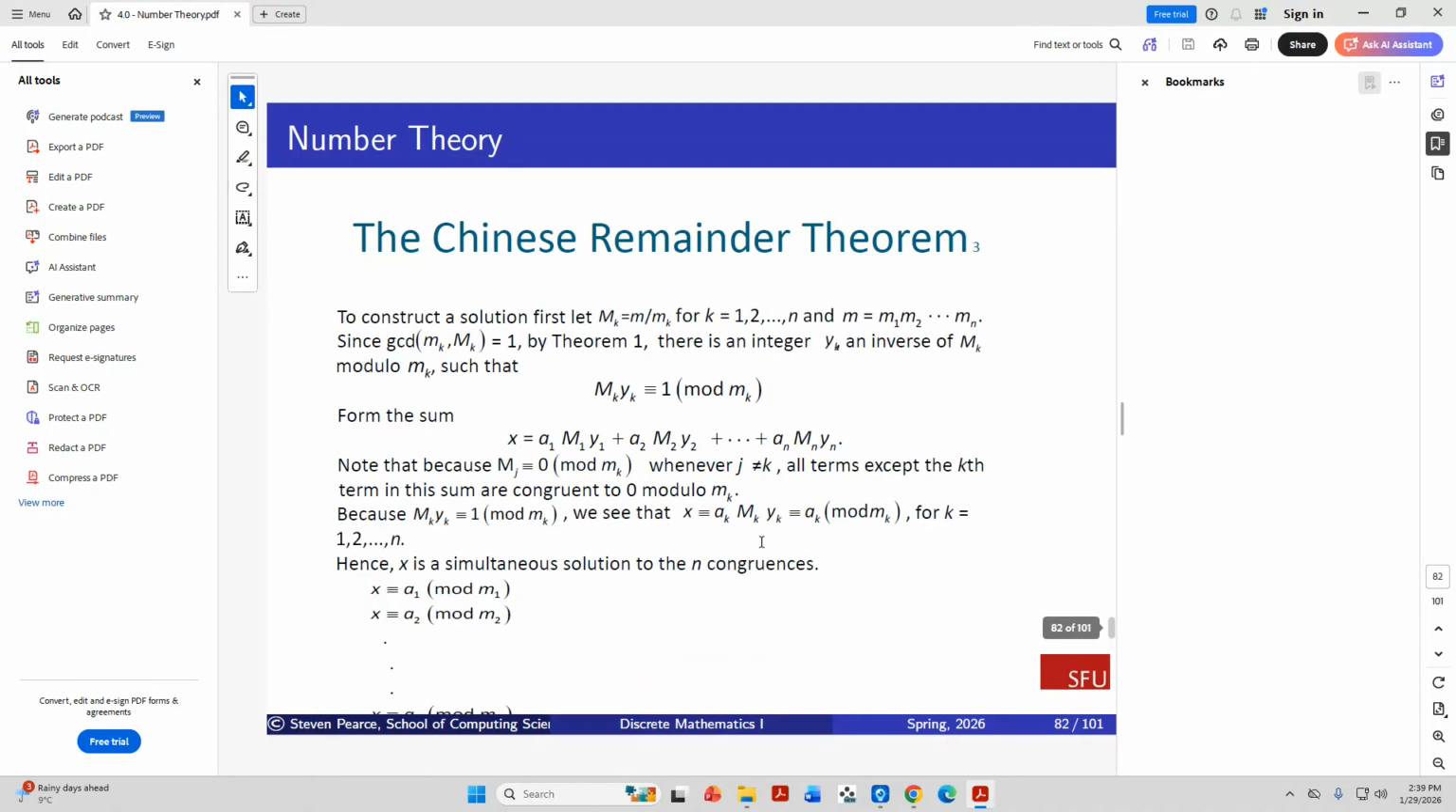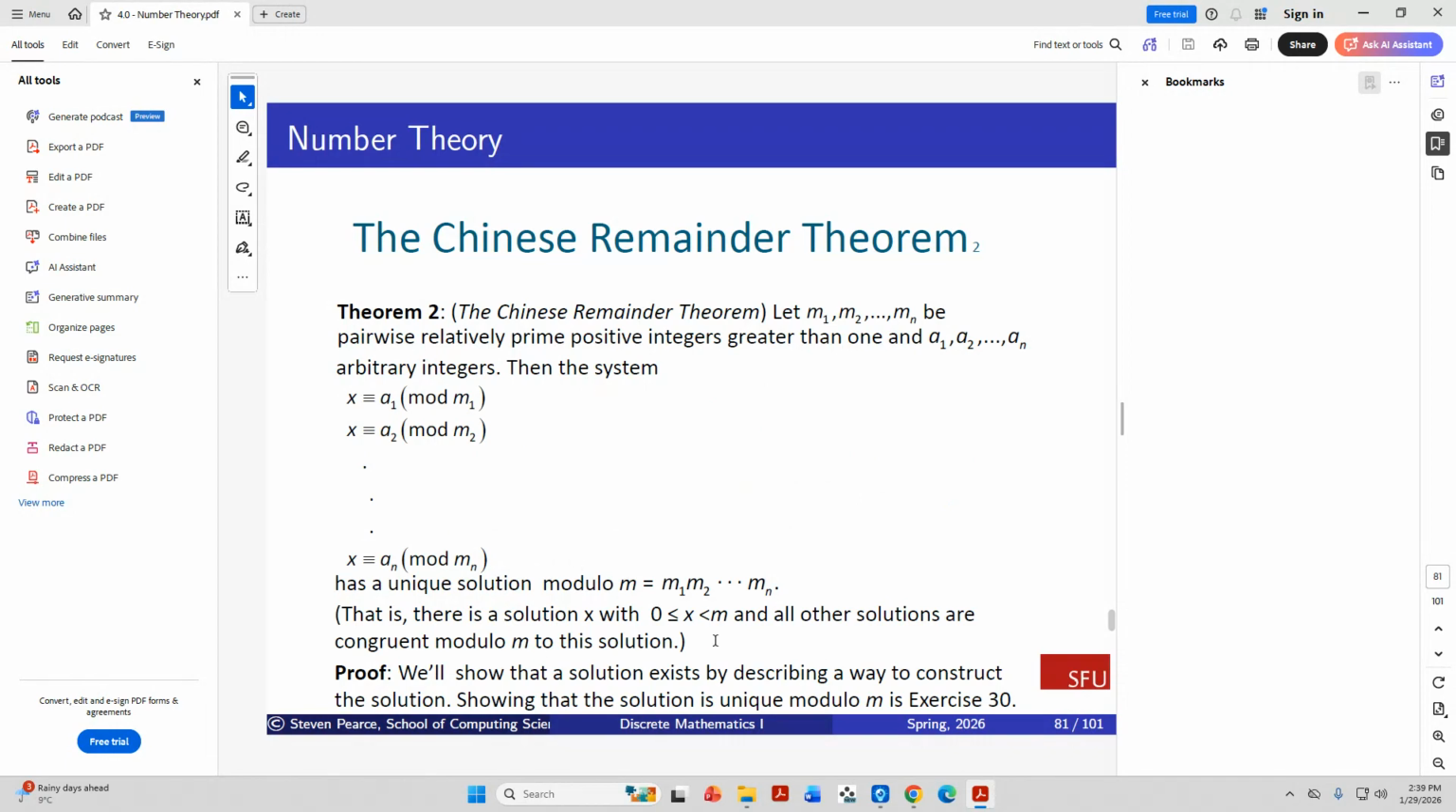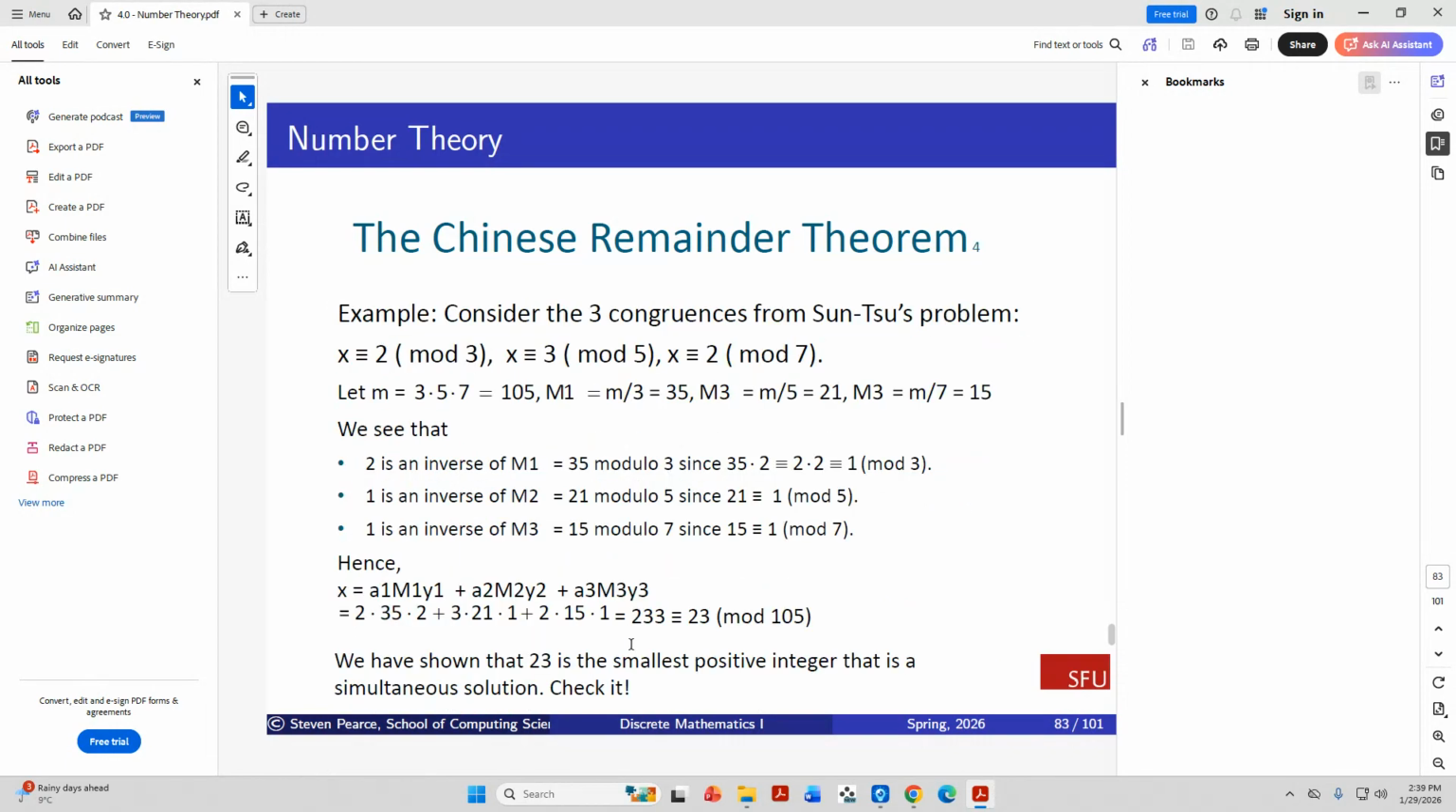So according to the Chinese remainder theorem that we've just seen, how we sort things together, it's a very simple algorithm. x is a sub 1 times M sub 1 times y sub 1 plus a sub 2 times M sub 2 times y sub 2, and so on. When you substitute all the values, you get that 233 is congruent to 23 mod 105. So we have shown that 23 is the smallest positive integer that is a simultaneous solution. So there is at least one value of x, the smallest one, that solves this system.